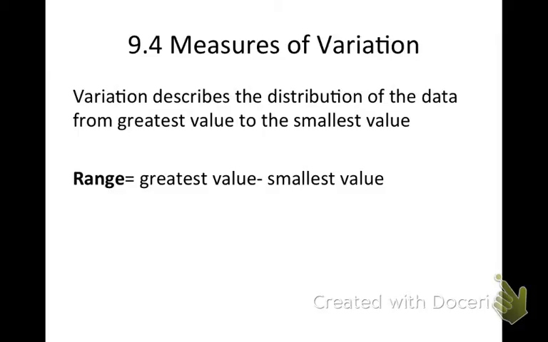So, measures of variation. What is variation? Well, as you can see by the notes, it says variation describes the distribution of the data from the greatest value to the smallest value. And one way we look at that variation is we look at the range. So the range looks at the greatest value that we have of all of our data, and we subtract from that the smallest value, so we get a range. If our range is really big, we know we have a lot of variation within our data, and if that range is very small, we know that we have some pretty good data.